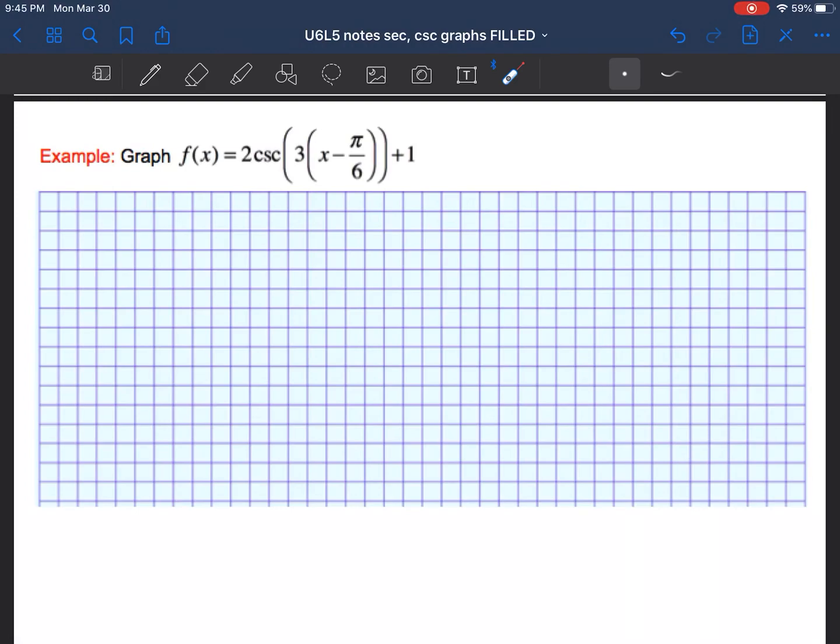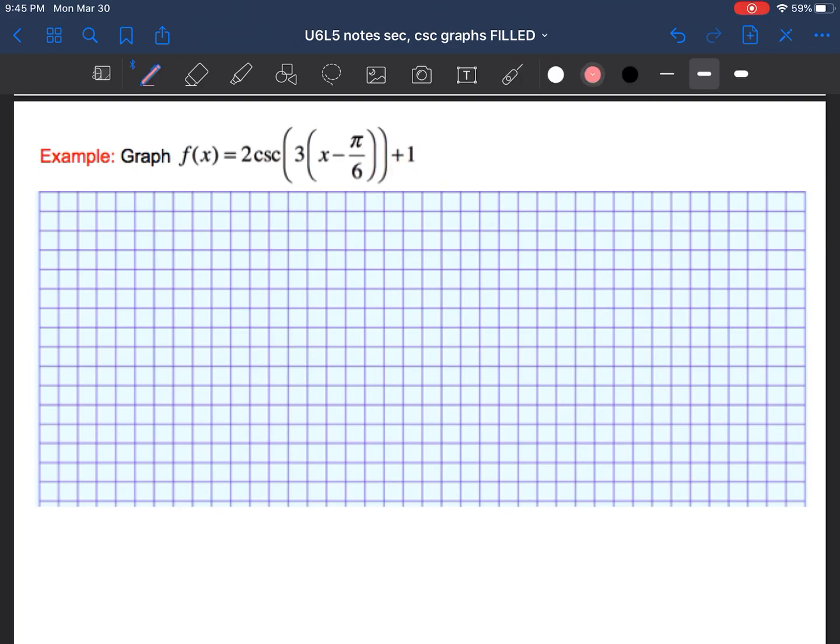All right, guys, here we go with page 4 of the notes. We just have one example today to look at together, and then you'll have some practice to look at. So we want to graph 2 cosecant of 3 times (x minus pi over 6), plus 1.